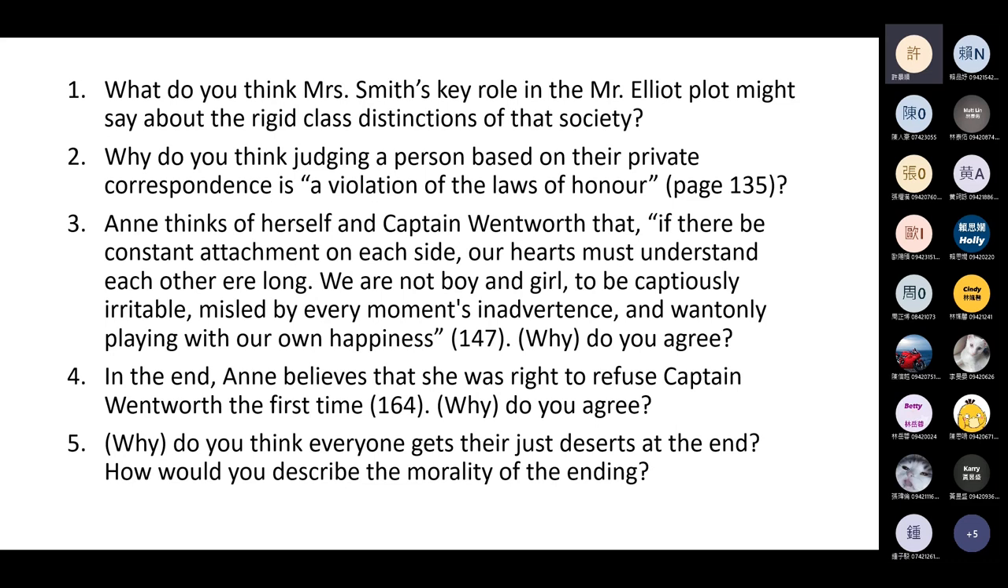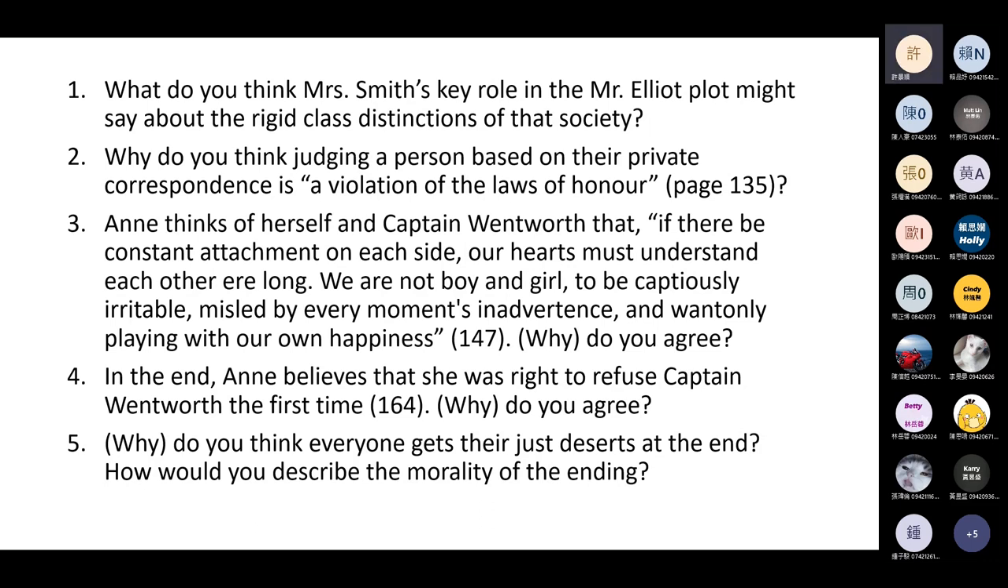And also remember that Anne doesn't really care about so-called important upper class people like Lady Dalrymple and Miss Carteret. Anne cares more about people who are intelligent, kind, and know how to have a good conversation. So again, class is not the most important thing for her. And because she is the protagonist of our novel, the novel also agrees with her.